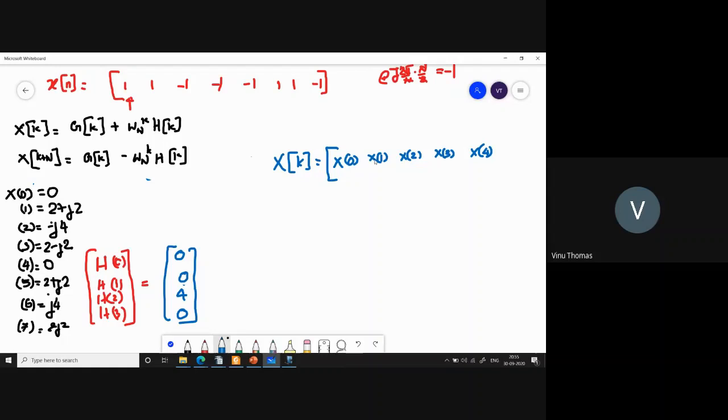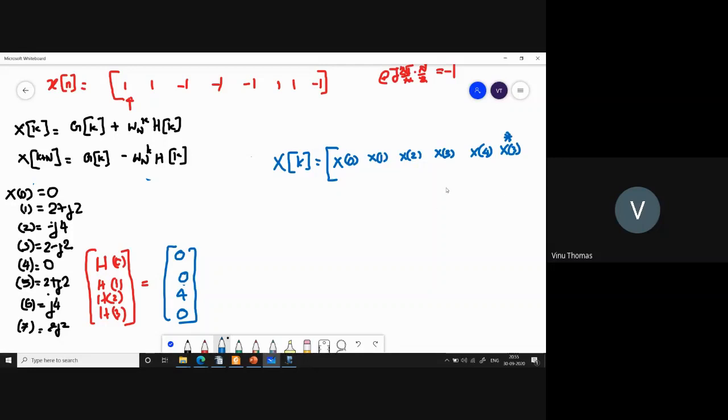You compute the intermediate samples up to X of N by 2. Then see what is X of 5. You will see that X of 5, when the input sequence is a real sequence, is X star of 3. For this example, you see X of 5 is 2 plus j2, which is the conjugate of 2 minus j2, X star of 3.